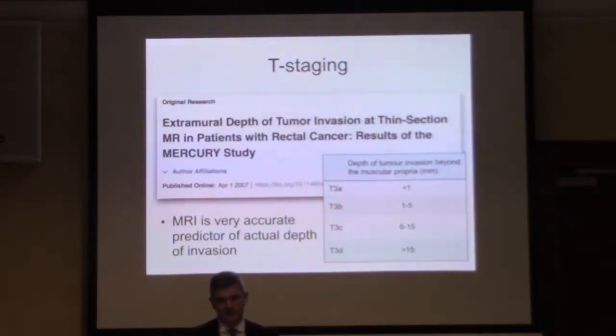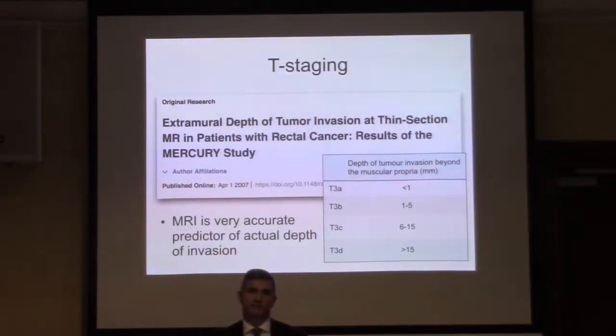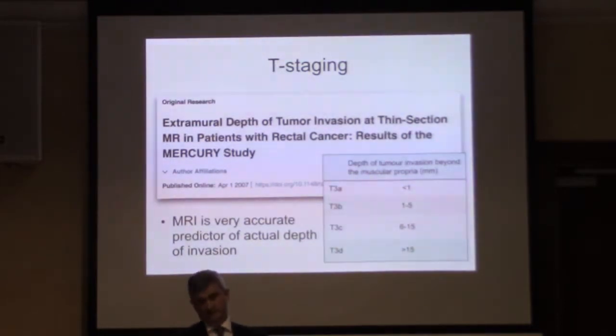T3A is less than a millimetre of depth of invasion. T3B is 1 to 5 millimetres. T3C is 6 to 15 millimetres, and T3D is greater than 15 millimetres of invasion. That now far more clearly reflects the heterogeneity of that group of T3 tumours. So the ones that have just invaded are like T2s. The ones that are stuck onto other structures, through the mesorectal fascia, are not going to behave the same. But this allows you to stratify those tumours.